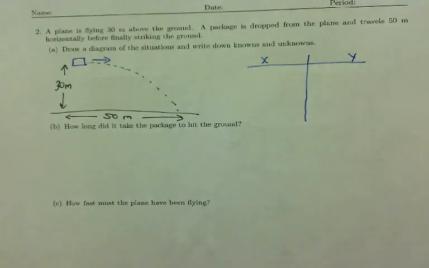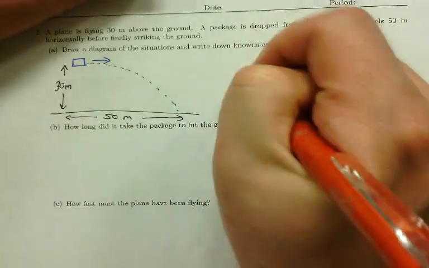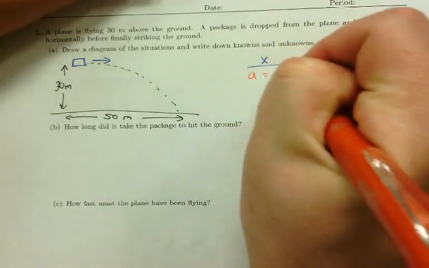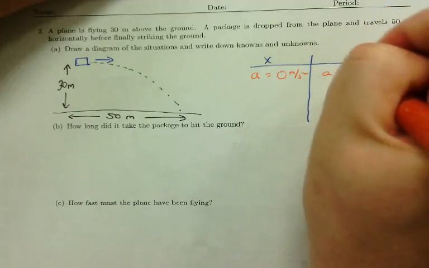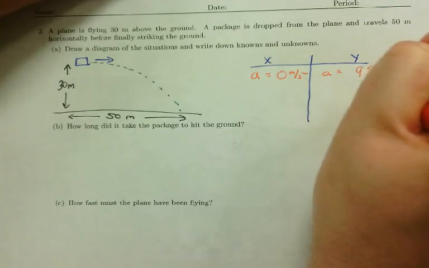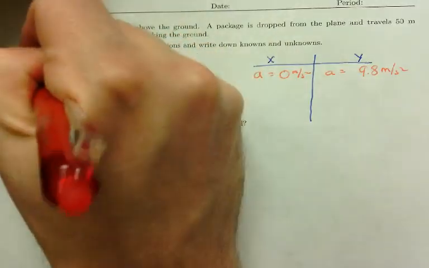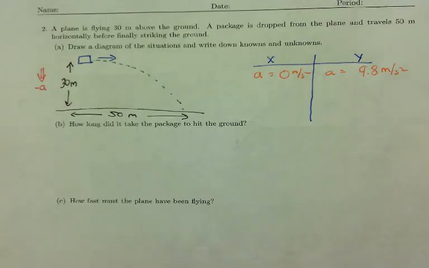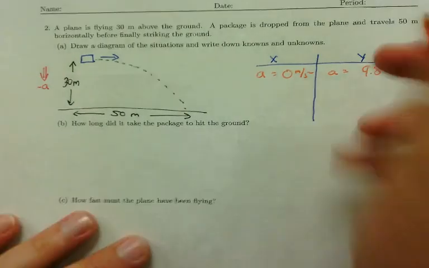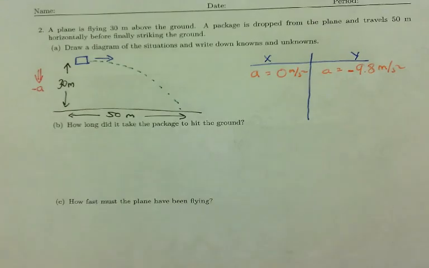All right, let's see what we got. So, what are the 2 things we always know? Well, we always know that the x acceleration is 0. And we always know that the y acceleration is some form of 9.8. We have to decide whether we want it to be positive or negative. Just to try something different this time, I'm going to make down be a negative number. You don't have to do it that way. You just have to be consistent on the problem.